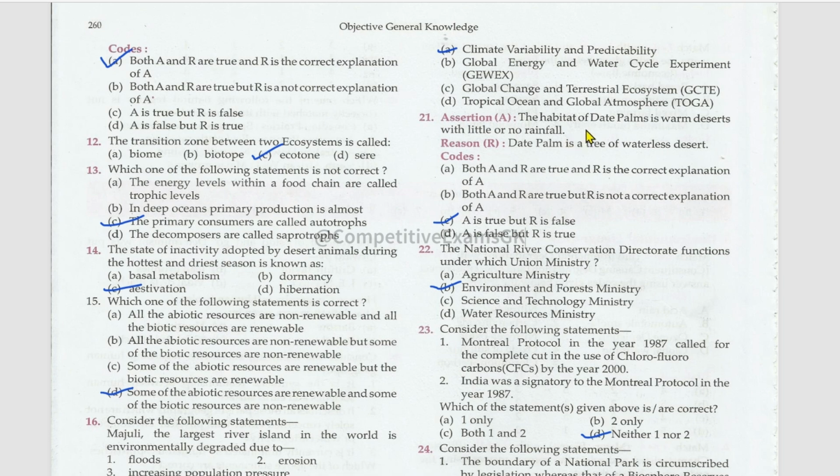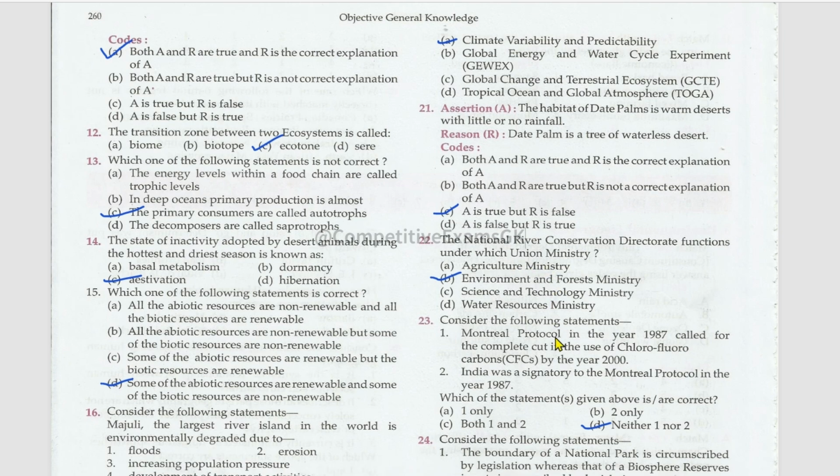The habitat of date palms is warm deserts with little or no rainfall. Assertion is true. Date palm is a tree of waterless desert, no, false. Assertion is true, but the reason is false. The National River Conservation Directorate functions under which Union Ministry? Environment and Forest Ministry.